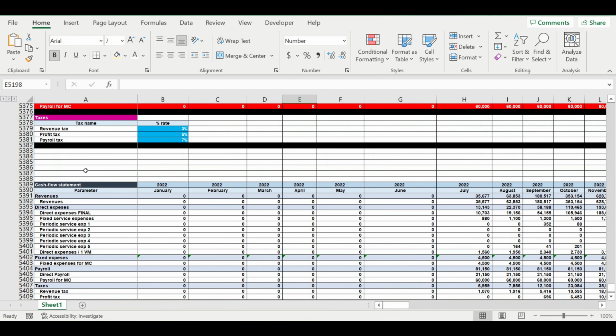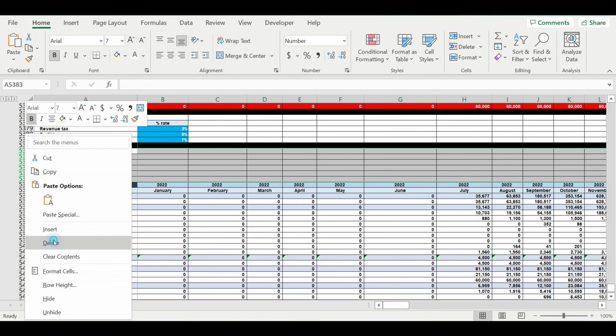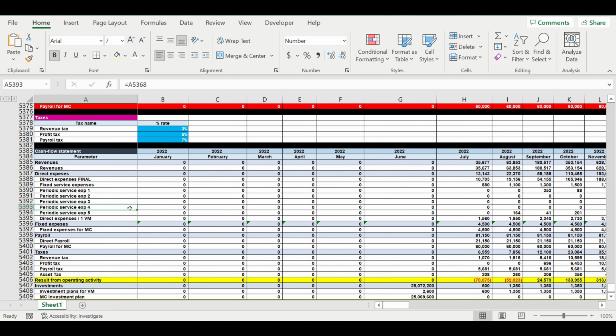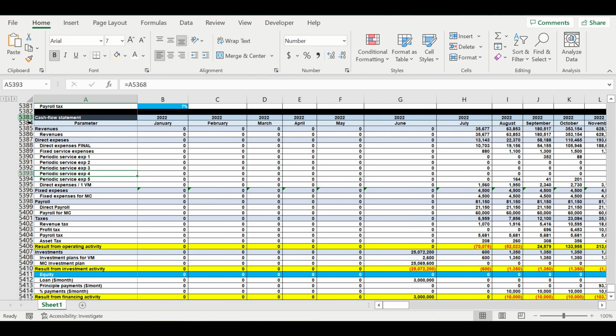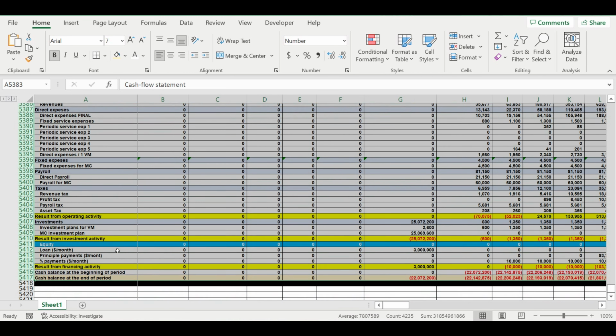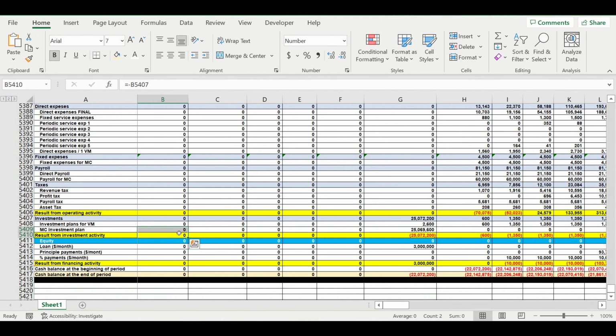So first of all, I have to create all the financial model with revenues, expenses. Then we have to pull all these data inside the cash flow statement, and only having the cash flow statement done, you can start figuring out how much money you need to start the story.